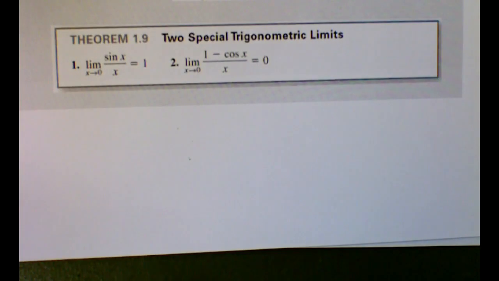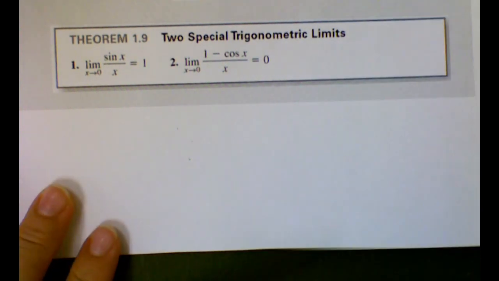And then we have two special trig limits. The limit as x approaches 0 of the sine of x over x is equal to 1, and the limit as x approaches 0 of 1 minus cosine of x over x is equal to 0.